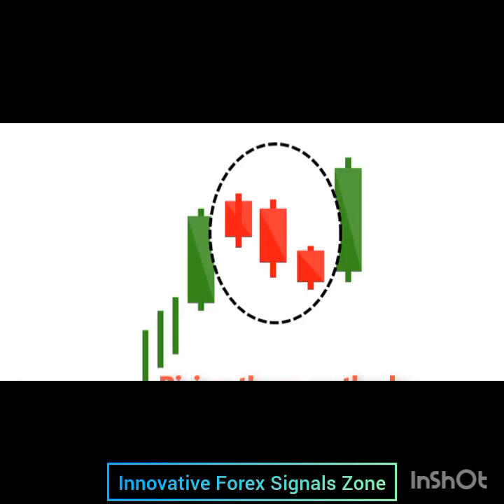Rising three methods. The opposite is true for the bullish pattern, called the rising three methods candlestick pattern. It comprises three short reds sandwiched within the range of two long greens. The pattern shows traders that, despite some selling pressure, buyers are retaining control of the market.